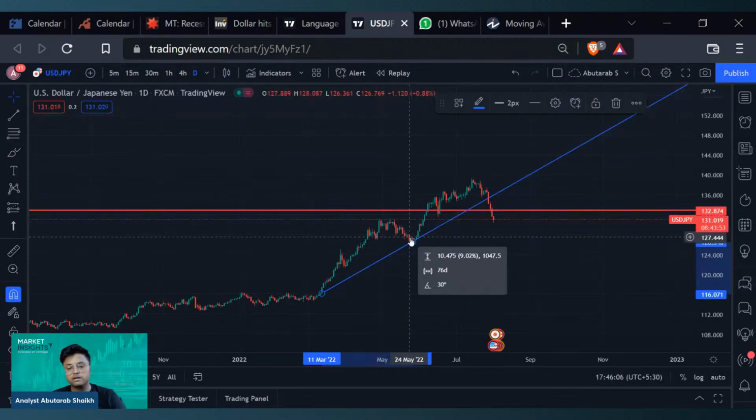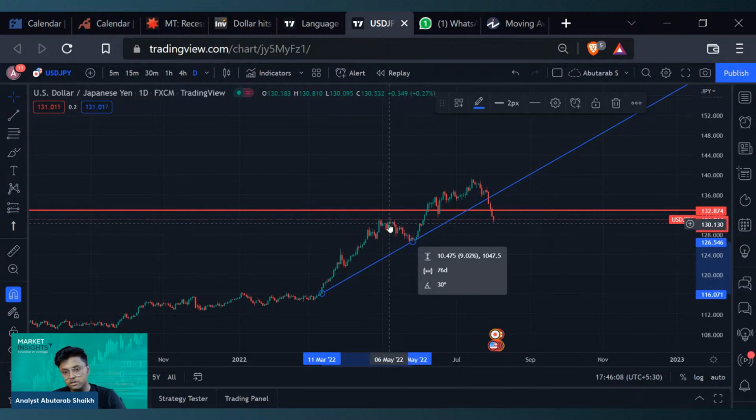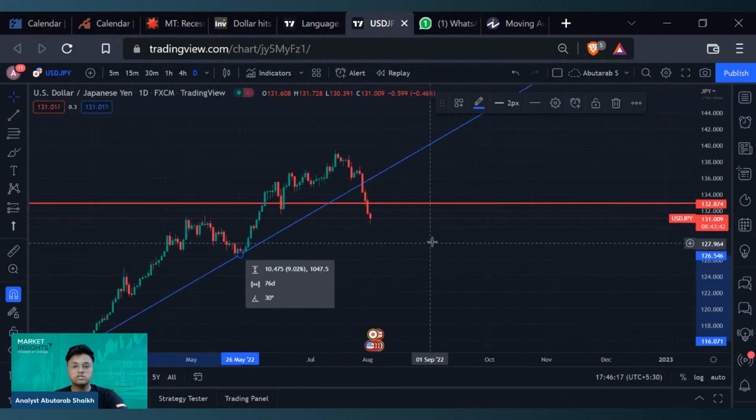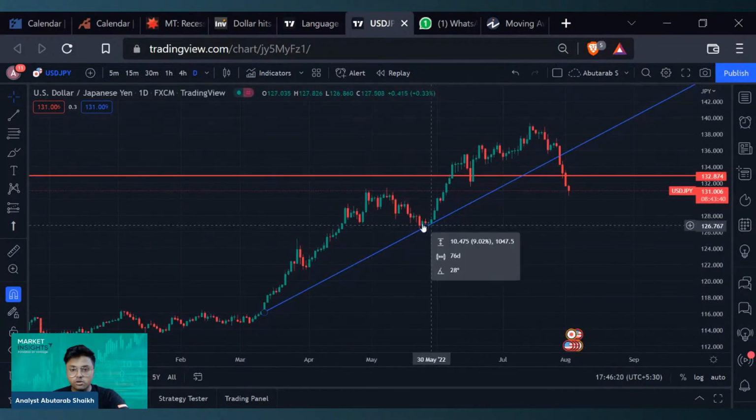The uptrend continued, and then it pulled back. This is called a pullback. That means the price pulls back from a higher level and it reaches the trend line. Now the trend line is acting as support. Understood? So this is called support.